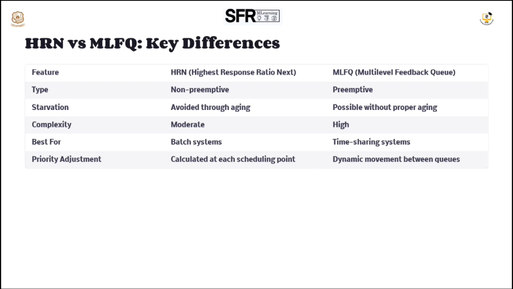In HRN, priority is calculated at the scheduling point. In MLFQ, there is dynamic movement between queues.